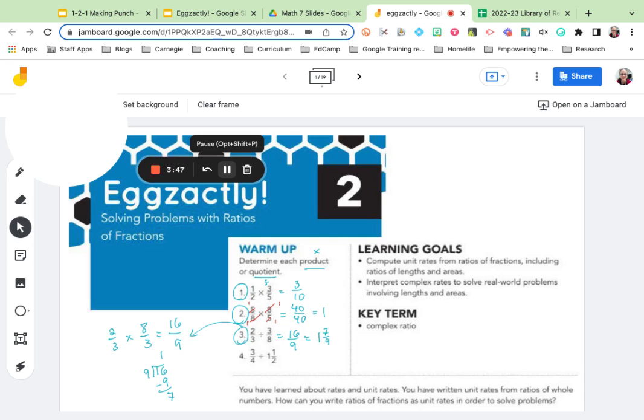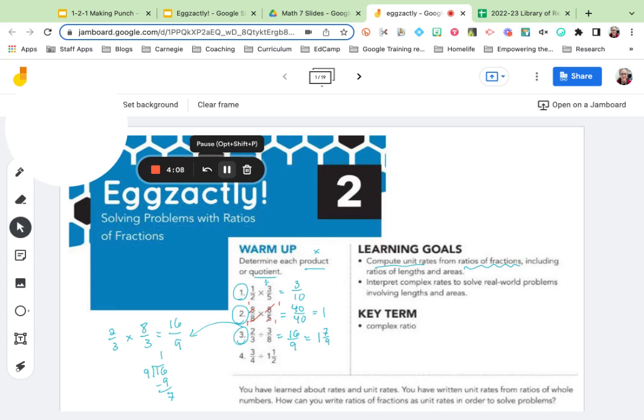Now that we're feeling warm and we're ready to go, let's look at today's learning goals. Our first goal is to compute unit rates. Now, we've computed unit rates before. The thing that makes today's goal new is we are going to be computing those unit rates from ratios of fractions. That means we'll have fractions in the numerator and in the denominator.